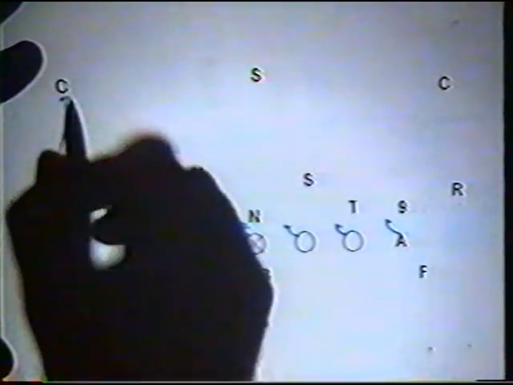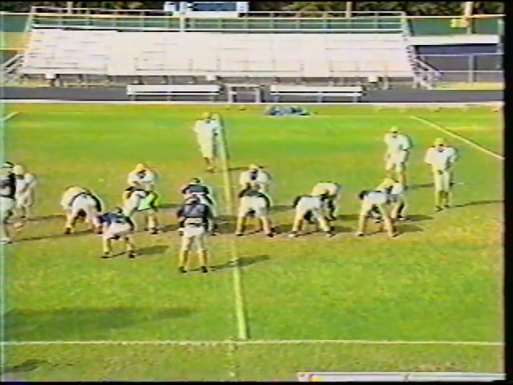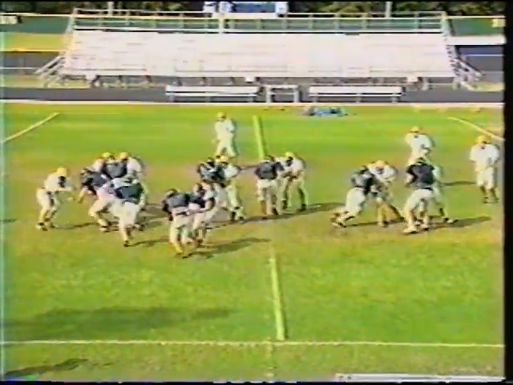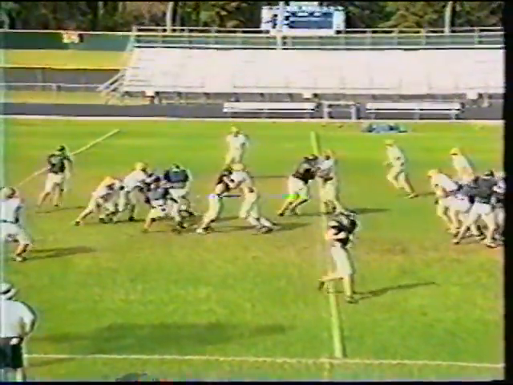Split end's going to block here. Tailback's going to read this tackle's block. He's going to take a little step, a jab step with his outside foot, going straight ahead here and reading this tackle's block in case there's a pinch by this man, and he's going to come on outside and block that linebacker. If he comes outside, then we're going to go inside and block that linebacker.